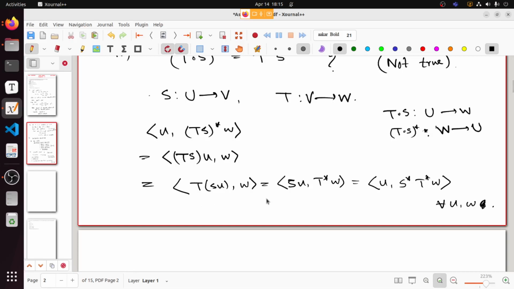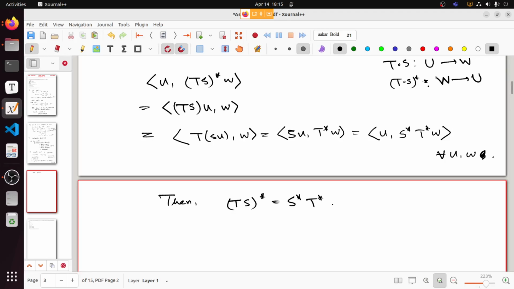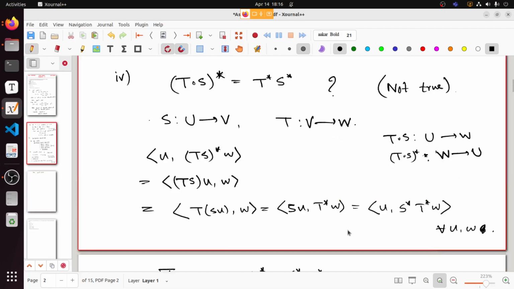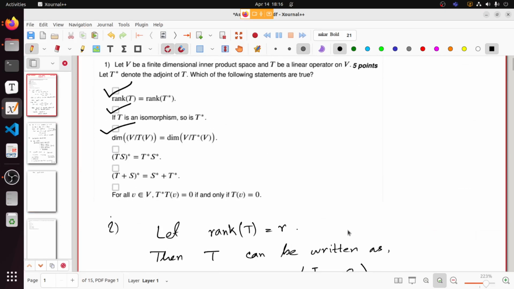So if this is true, then by uniqueness of the adjoint, (TS) star will be S star T star, and as operator composition is not commutative, in general it is not equal to T star S star, right, in general. So option number 4 is false. Sorry, this is false.